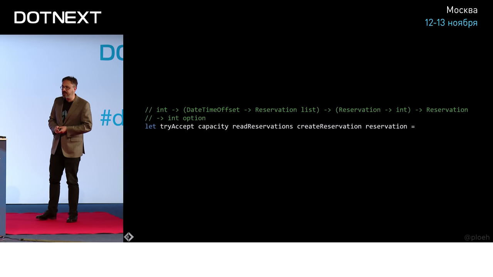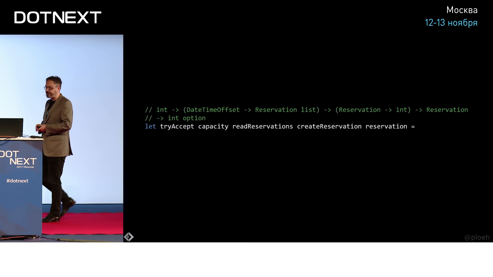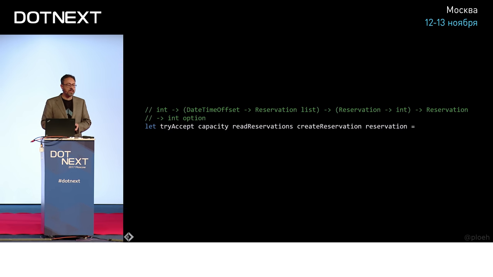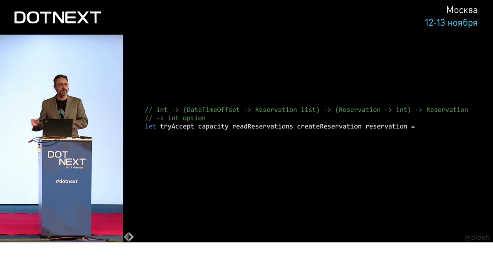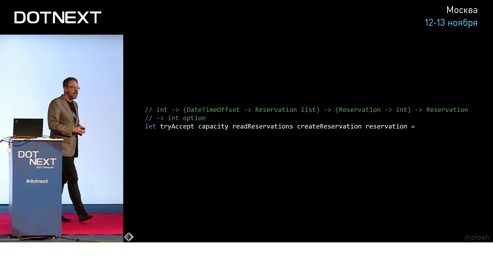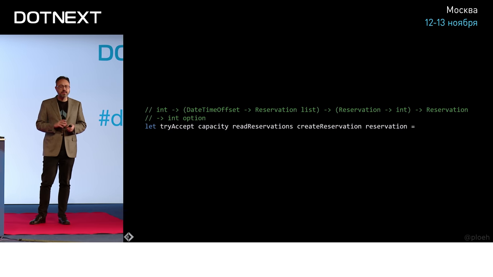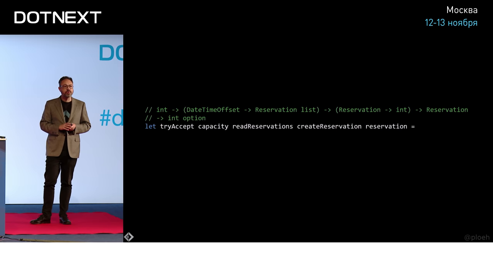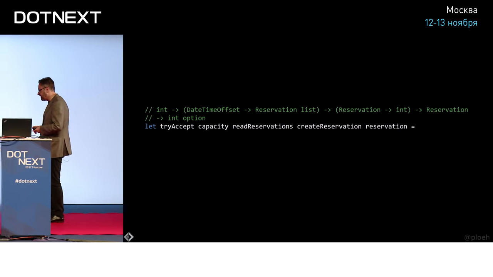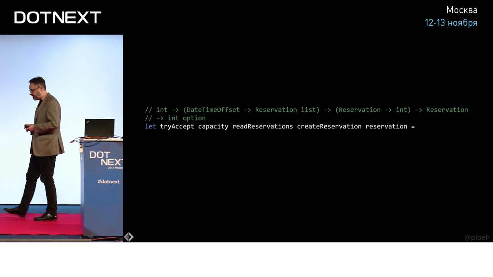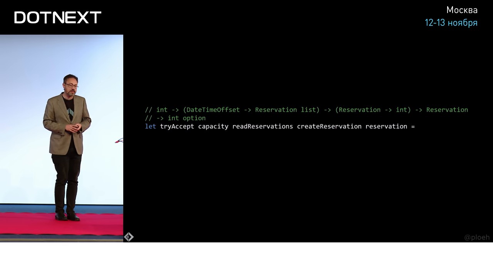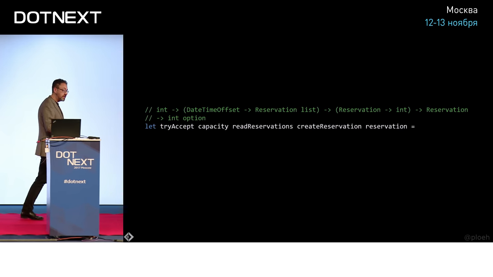The fourth argument is the reservation value that we're trying to figure out whether or not we can accept. Then on the next line in the comments, it says int option. That basically means I want the function to return something called an int option. It's basically like a nullable int, apart from the fact that this is actually properly type safe, which anything that involves null in C# is not. Null is really horrible, but options are not. So we'll see what that looks like in a moment.